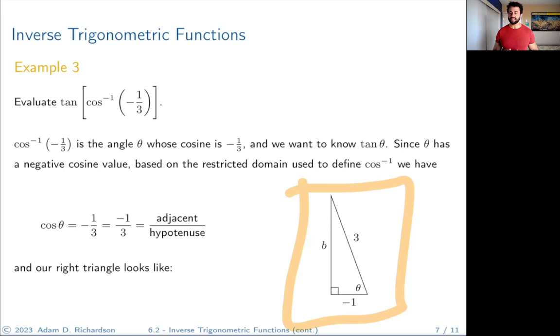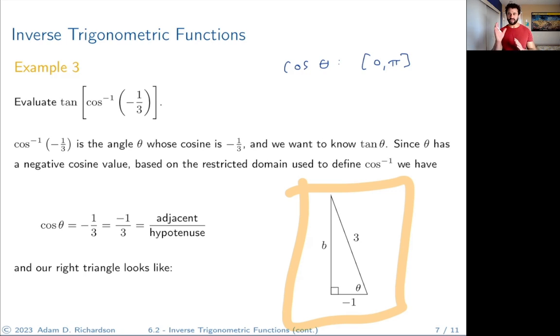And one thing I want to emphasize here is the reason the triangle is oriented this way is because of the restriction to cosine. So remember, cosine theta is between 0 and pi.